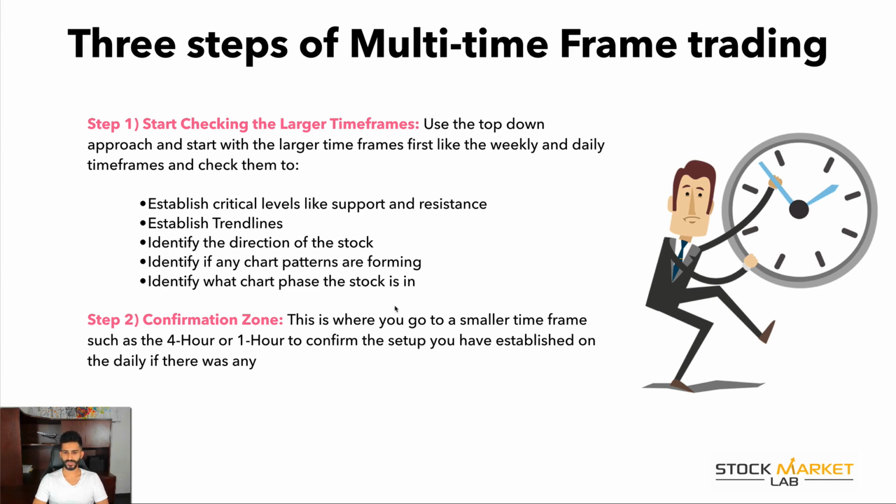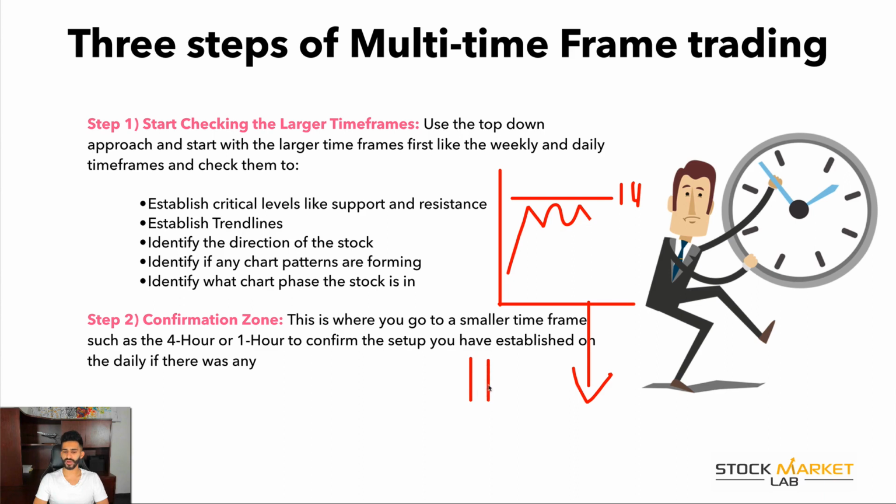So for example, let's say we look at a daily time frame. On a daily time frame, we see that there's a major resistance level at this point. Let's call this point $14. Now, when we go to a smaller time frame, like the hourly time frame, we'll see a lot more price action at this $14 level than on the daily chart. We'll be able to confirm, is this a strong resistance?